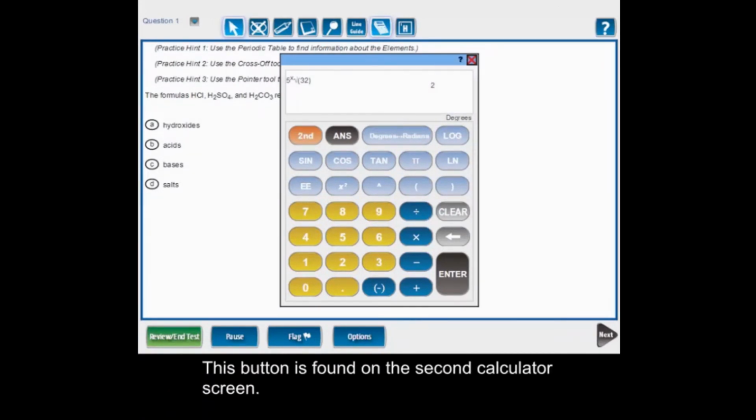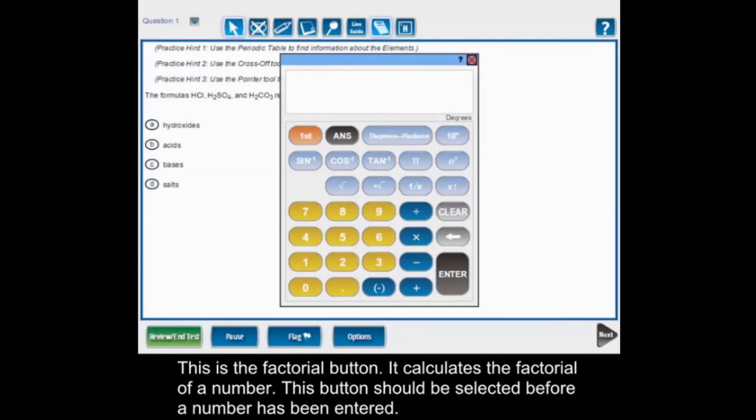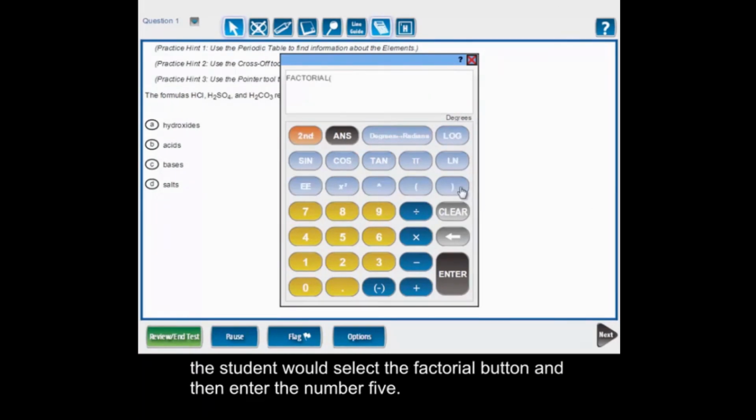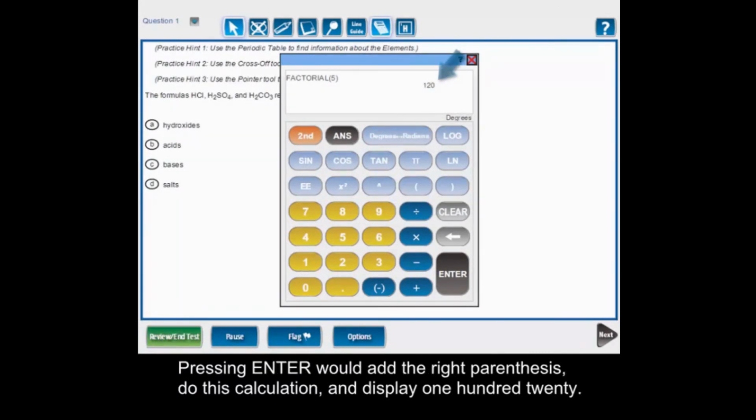This button is found on the second calculator screen. This is the factorial button. It calculates the factorial of a number. This button should be selected before a number has been entered. For example, to find the factorial of 5, left parenthesis, 5 times 4 times 3 times 2 times 1, right parenthesis, the student would select the factorial button and then enter the number 5. On the screen, factorial left parenthesis 5 would be displayed. Pressing enter, even without the right parenthesis, would do this calculation and display 120.